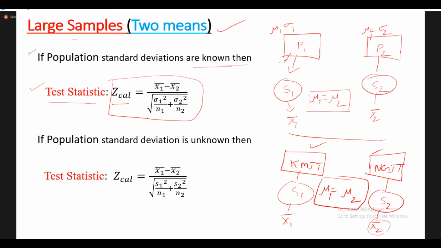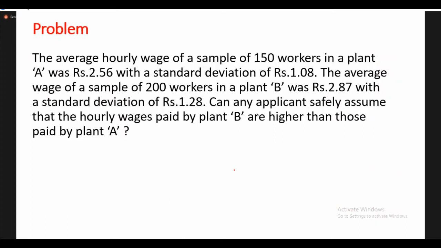If population standard deviations are not known, then you can use this formula for the test statistic. Z calculated is x1 bar minus x2 bar divided by square root of s1 square by n1 plus s2 square by n2. The entire procedure is the same, only the fourth step will be different.